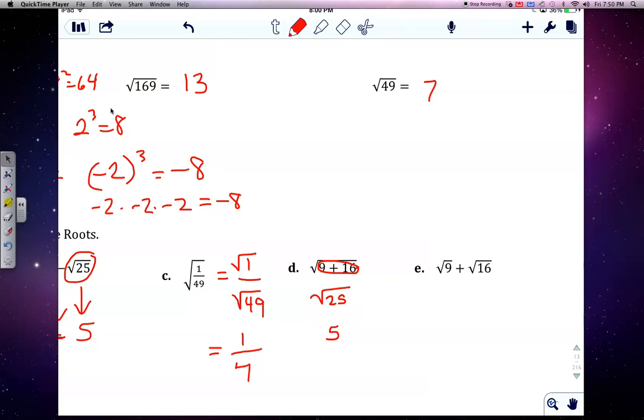Part E looks like part D, except the square root of 9 plus the square root of 16 are separated. They're not both under the same square root sign. So if I do this separately, 3 plus 4 is 7.